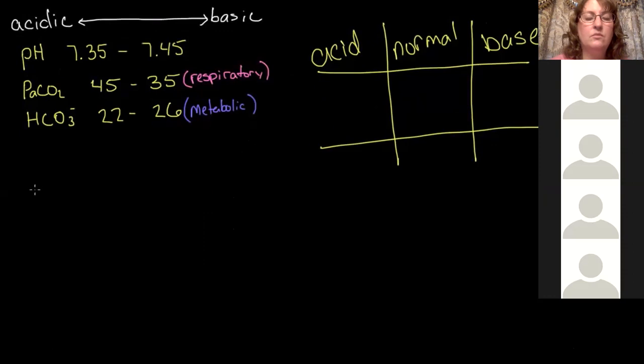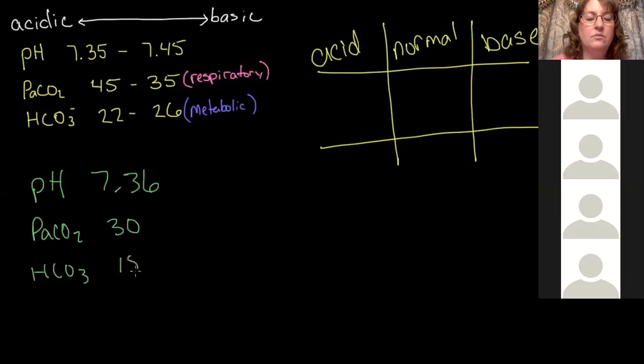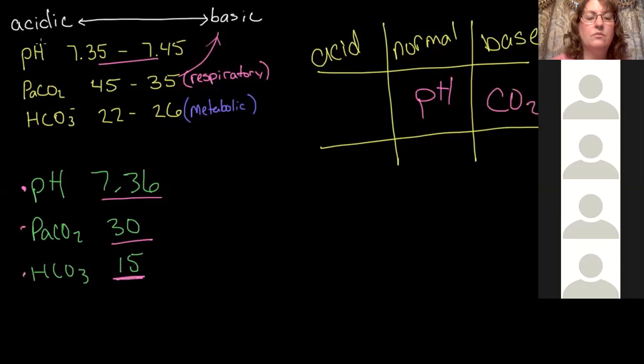So let's say we have a pH of 7.36, PaCO2 of 30, and a bicarb of 15. Okay, so the first thing we do is we look at our pH value, 7.36. We see this is normal, so we write in the normal column. Our PaCO2 is 30, which is basic, so we write our PaCO2 in the base column. And then we look at our bicarbonate, 15. 15 is acidic, so we write this in the acid column.